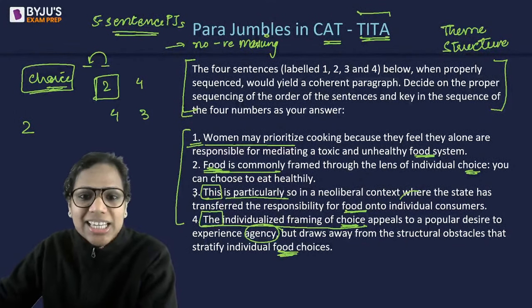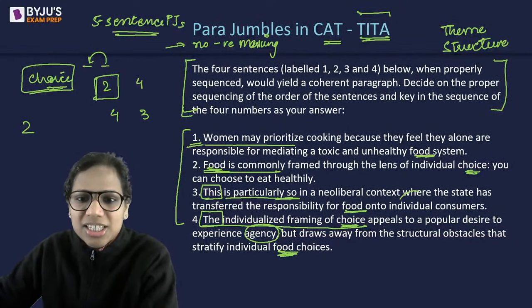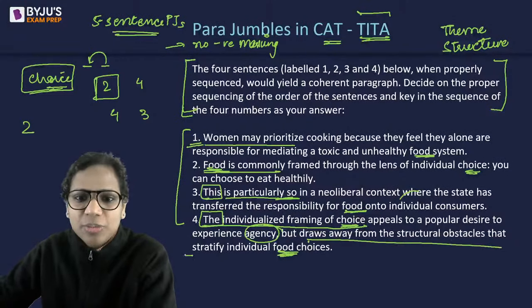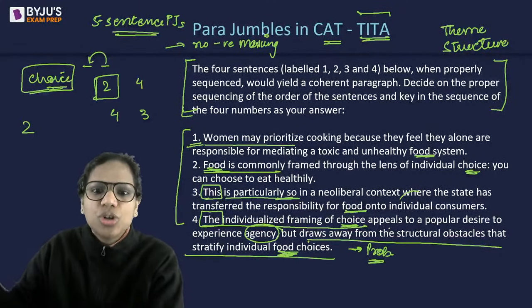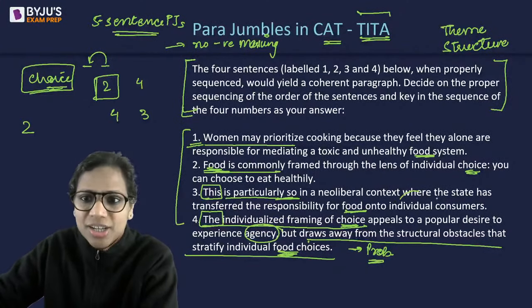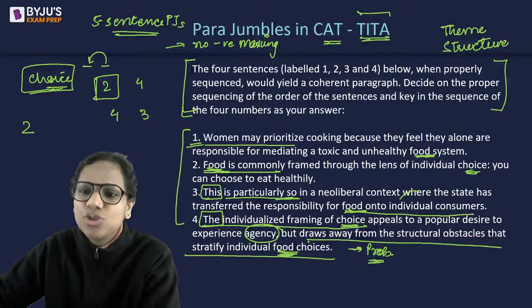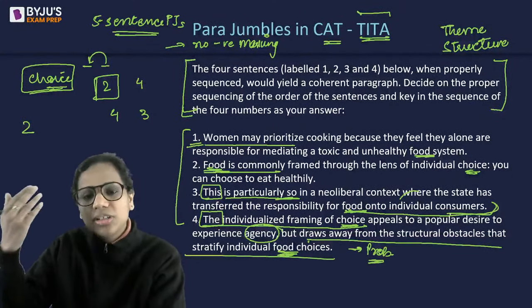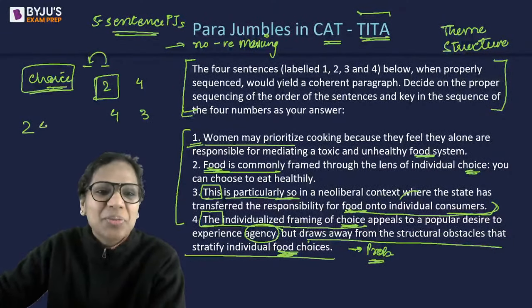Okay. Then I say this is particularly so. What is particularly so? This problem. I'm talking about a problem here, no? That it is actually drawing attention away from the structural obstacles. This particularly happens in a neoliberal context where the state has transferred the responsibility of food onto individual consumers. The state has completely transferred the responsibility, saying it is not ours, right?